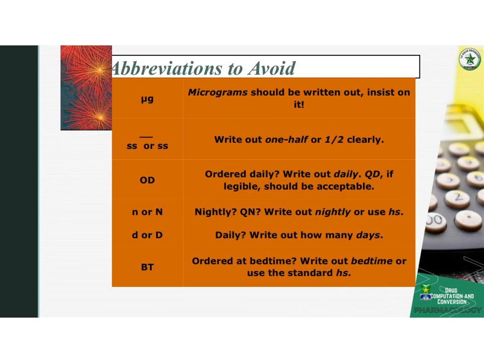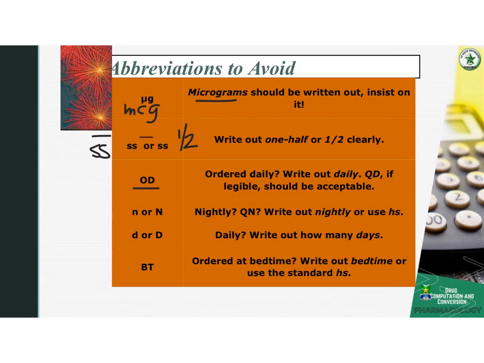So, we have this one, UG, micrograms. So dapat, kung pwede, MCG, or kung dili MCG, dapat spell out na lang yun nimo ang micrograms. Your SS. So, 1/2 should be written clearly. Dili kay SS lang, kay basig masayop ka, pwedeng mabutang nimo na siya ng without, or pwedeng ma-interpret sad siya nga as 1/2.